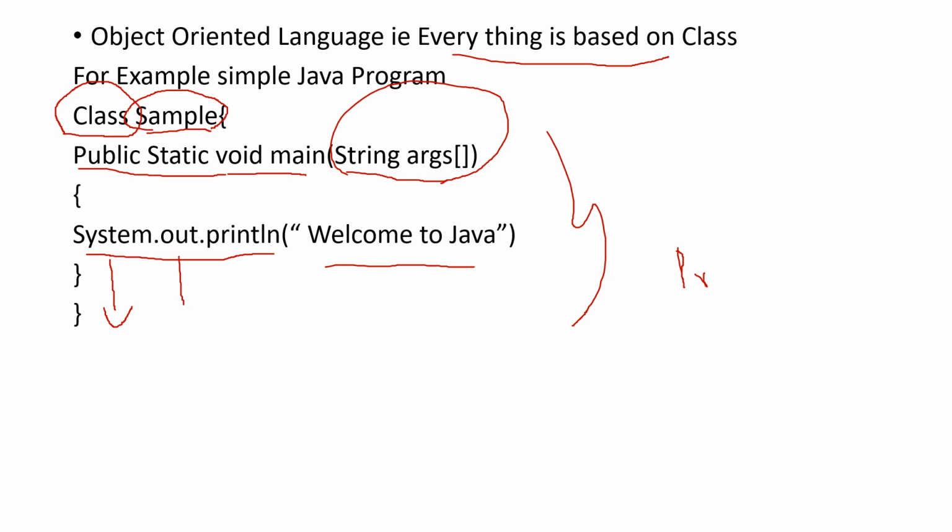Out is also a class, an output class. We will learn about input and output classes later. System is a class, out is a class, and in that we have the println function. Here we pass what we want to print: Welcome to Java.